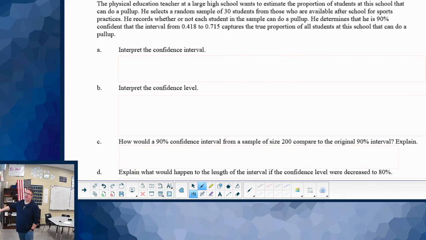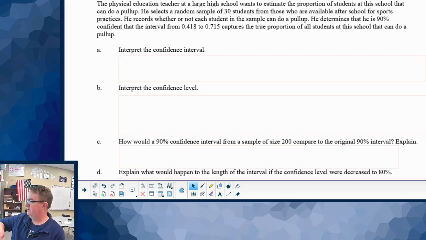Here's your check your understanding. A physical education teacher at a large high school wants to estimate the proportion of students at the school who can do a pull-up. He selects a random sample of 30 students from those who are available after school for sports practices. He records whether or not each student in the sample can do a pull-up. He has 90% confidence that the interval from 0.418 to 0.715 captures the true proportion of all students who can do a pull-up. So first thing, pause it here, go through the questions, and then come back and check your work.